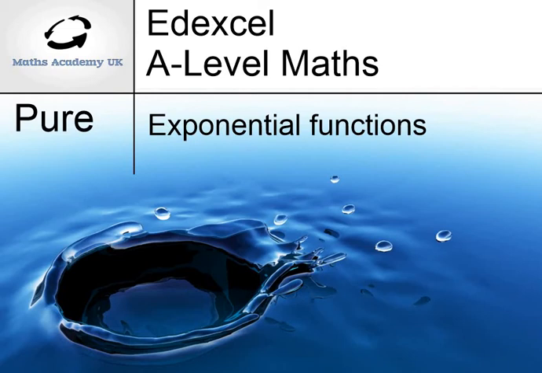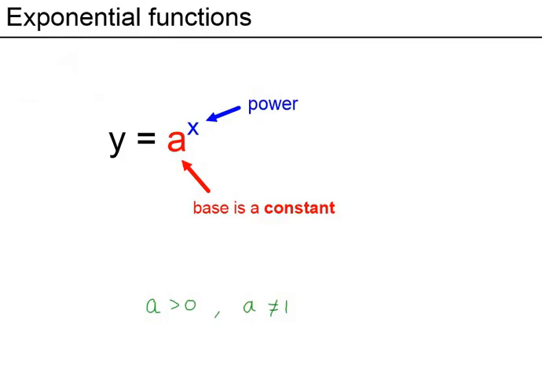Exponential functions. For exponential functions, the base is a constant, and there are some conditions on the base. The base has to be a positive real number, but it cannot be equal to 1. And x is the power.